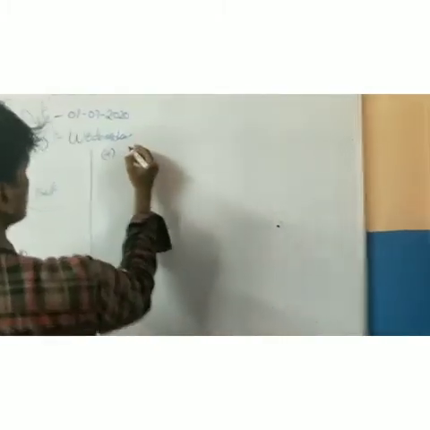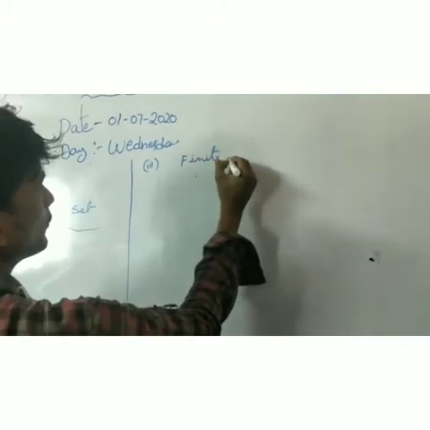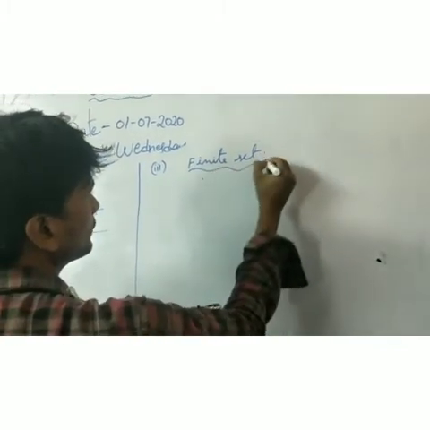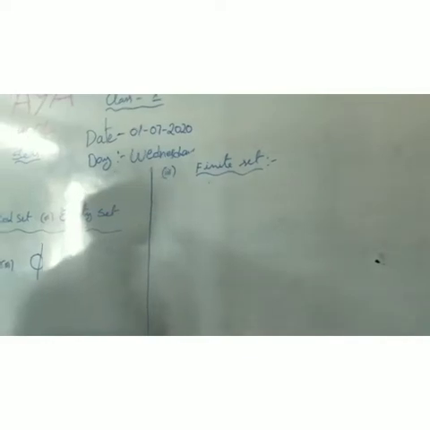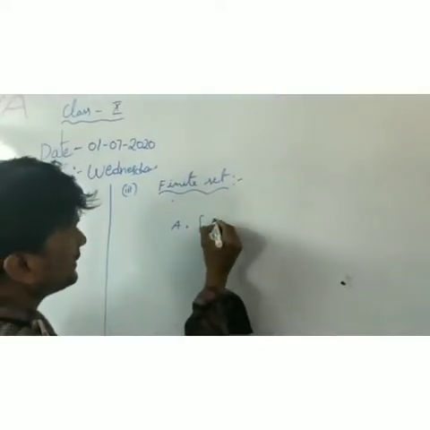And the third one is finite set. So what is the finite set? Finite set means a set containing limited numbers.